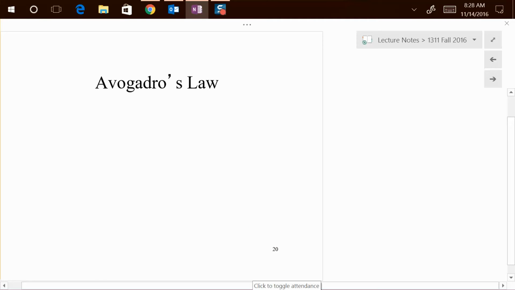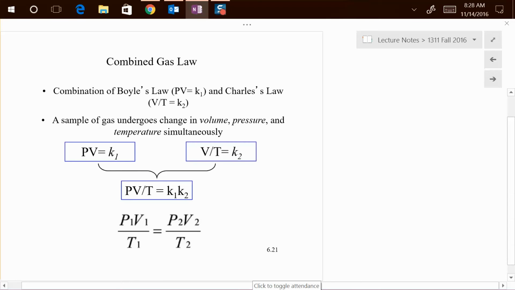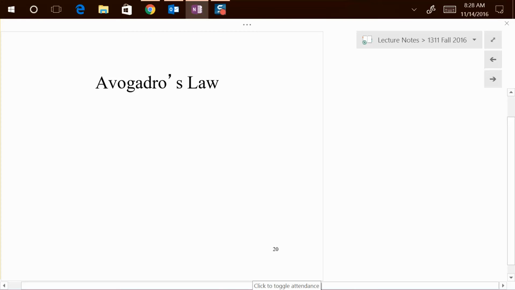The last of these 3 laws is Avogadro's law. Avogadro's law is dealing with moles. He's the mole guy, right? He developed this idea of the mole and Avogadro's number, 6.022 times 10 to the 23rd atoms per mole. So Avogadro's law is, he also wanted to know how volume was affected by the moles.